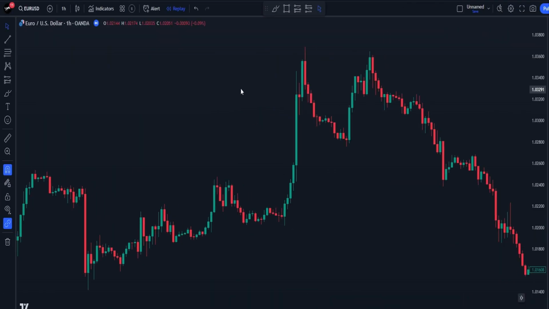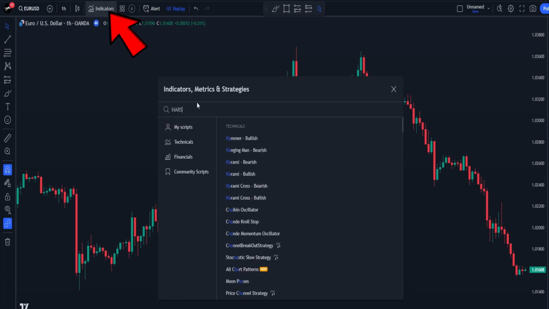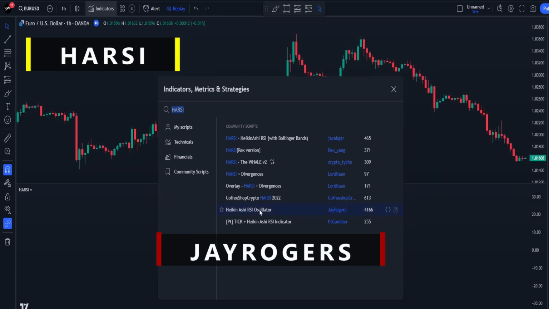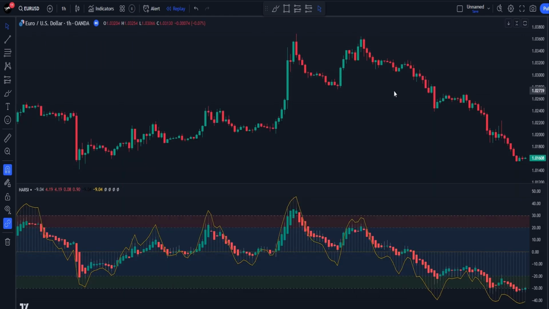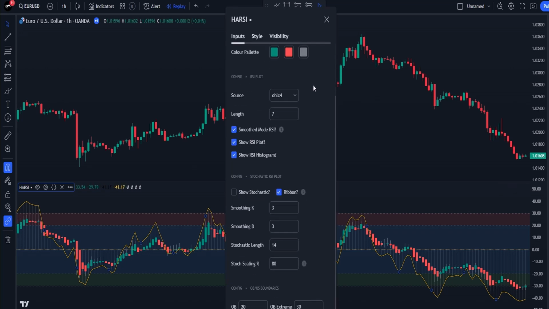First and foremost, let's integrate the indicator into our chart. Proceed to the Indicator Search tab and locate the Heikin Ashi indicator. Opt for the version created by J. Rogers and seamlessly incorporate it into the chart. Transitioning to the Indicator Settings tab, a plethora of customizable options unveils.